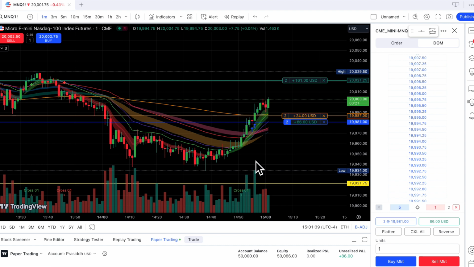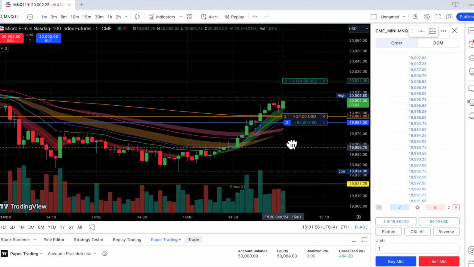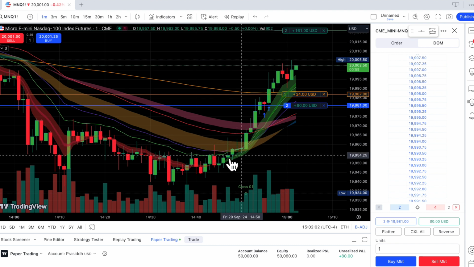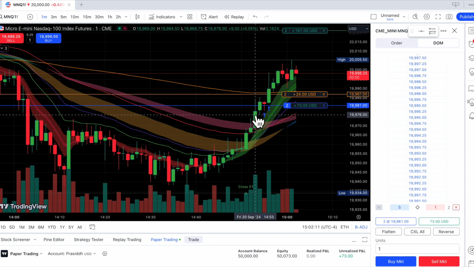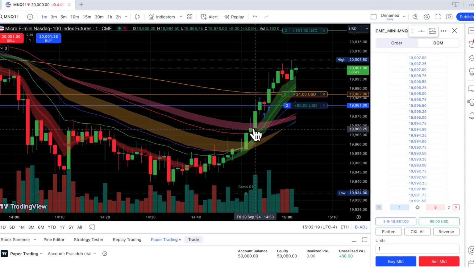So I am looking at the ticker symbol of Nasdaq micro contract MNQ. If you see here, this is my strategy where I saw a bull run and then it crossed the EMAs and I saw three green candles pushing it, breaking the 200 EMA and going upward.